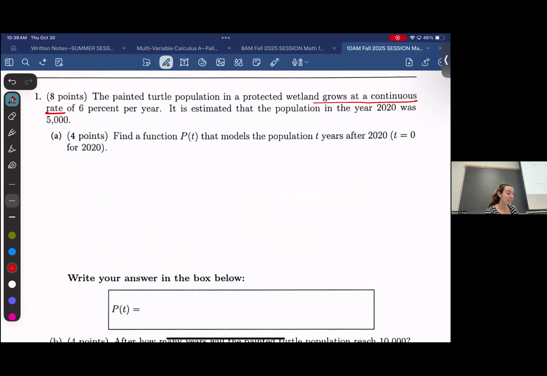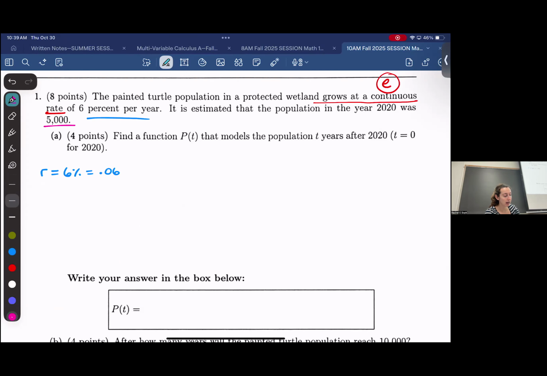And that word continuous tells us we're going to be dealing with the irrational number what? E. Yeah. So think of PERT. At 6% per year. So 6% represents our R, but we need to convert this to a decimal. So this is just 0.06.